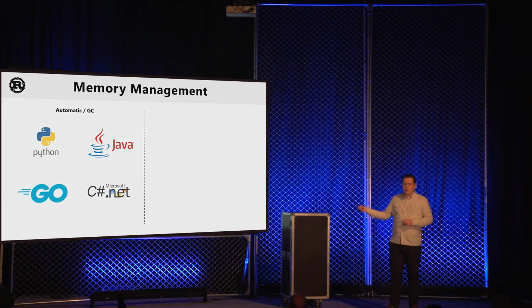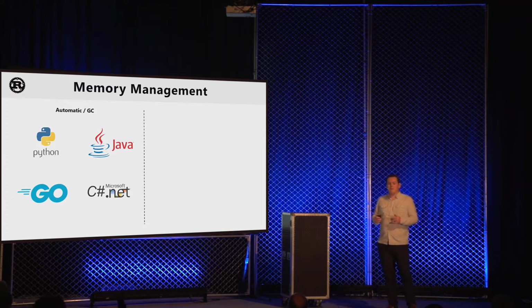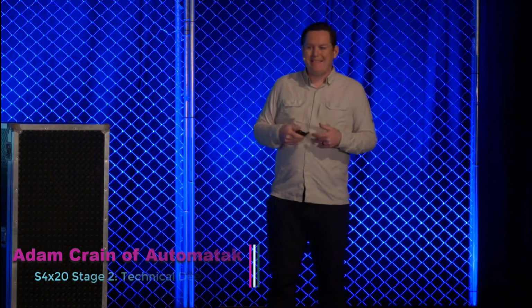And another important way that's relevant to this talk for how you can categorize languages is memory management. The languages in this first category on the left are so-called automatic or garbage collected languages. Developers don't have to worry about how they deallocate memory.